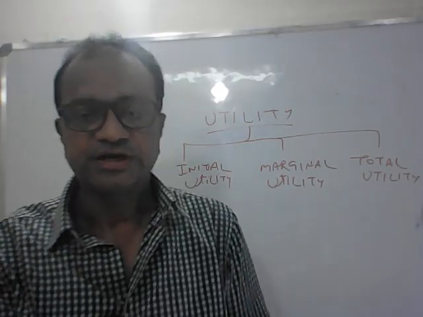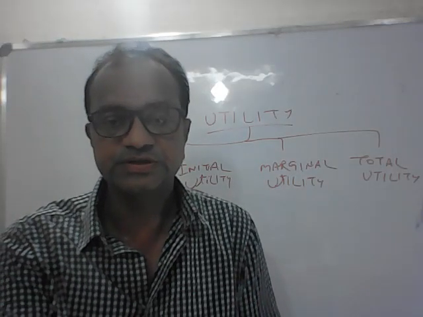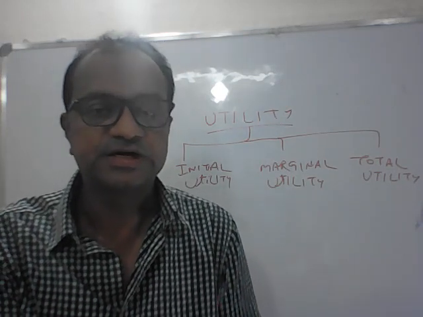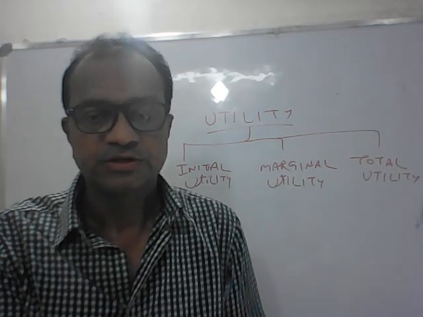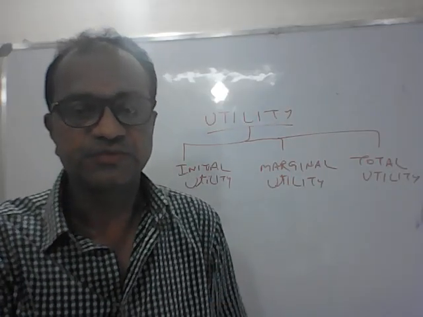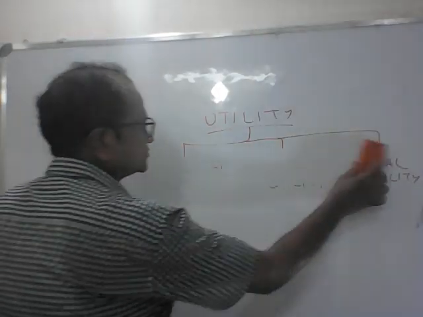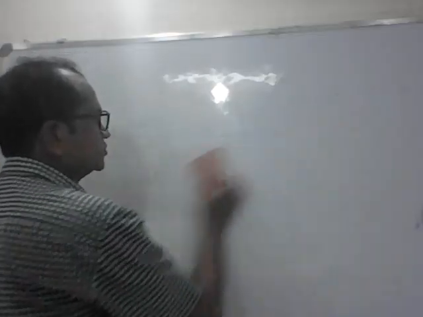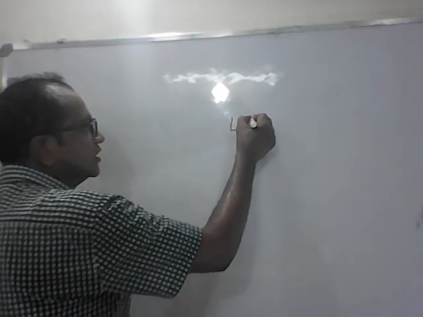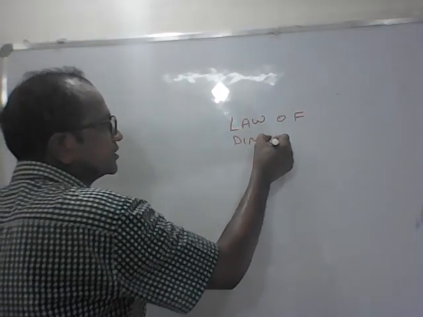Initially, we can say that utility is the want-satisfying power of the commodity. Whenever a commodity is consumed, the total satisfaction which a consumer gets is called utility. And afterwards, we shall work on the law of diminishing marginal utility.